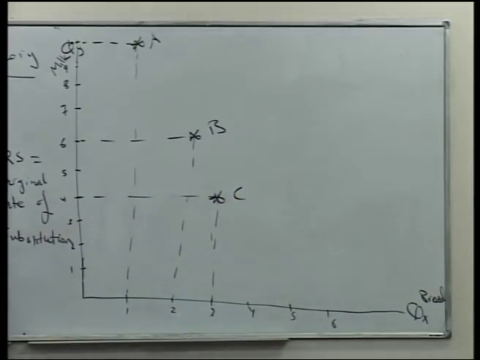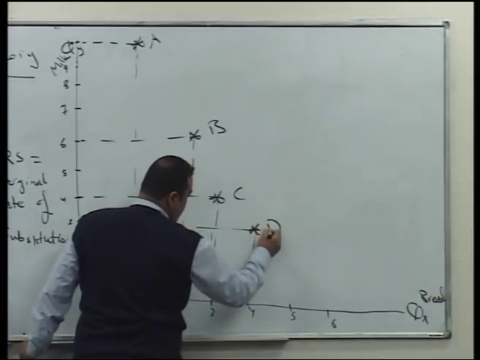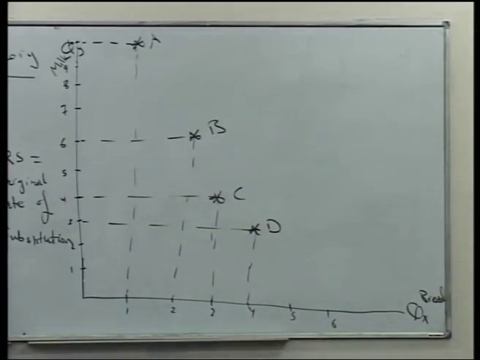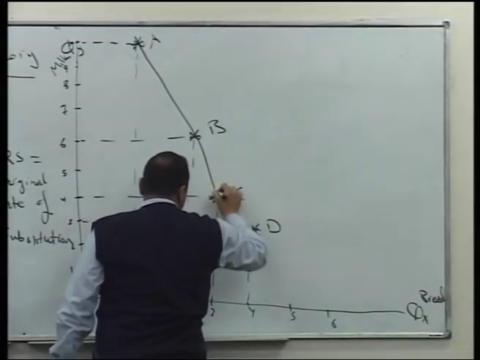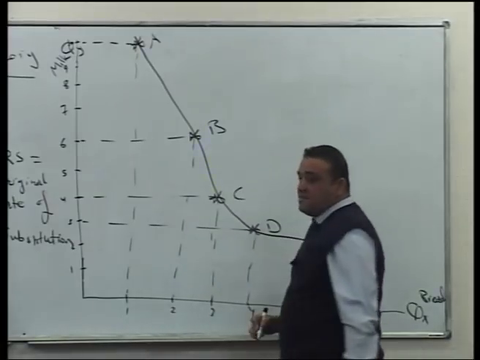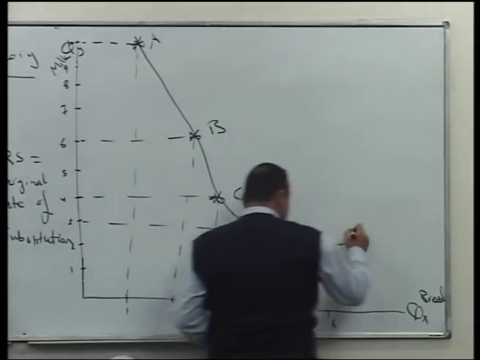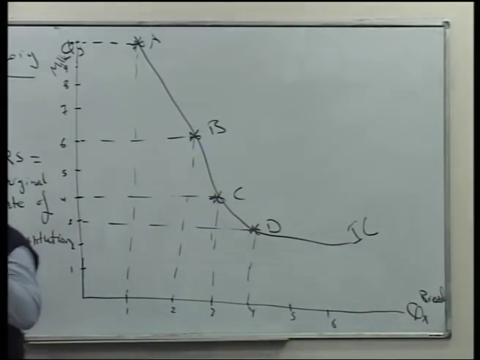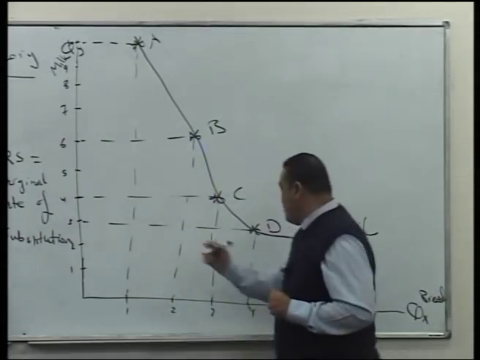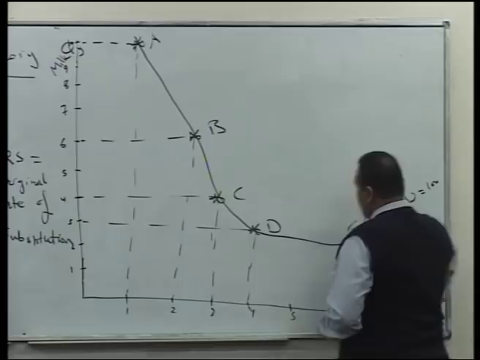C and D, 4 and 3. 4 and 3 here. If we connect these points together, we will reach a curve, which is the indifference curve. The indifference curve, IC. IC is the abbreviation of the indifference curve. At this point, total utility equals 100, as we mentioned here.